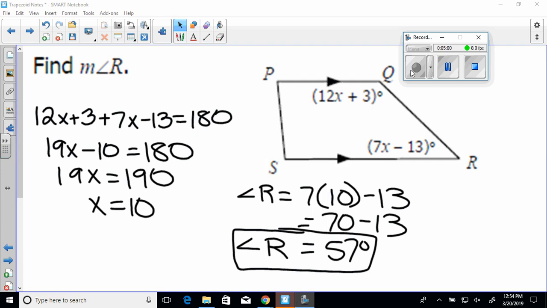And so for this question, those two angles that were given, angle Q and angle R, are consecutive angles, so they are going to add up to 180. So I add them and set them equal to 180, and I solve for x, and I got x is 10. And in order to find the measure of angle R, I just plugged in 10 for 7x minus 13, and I end up with angle R is 57 degrees.